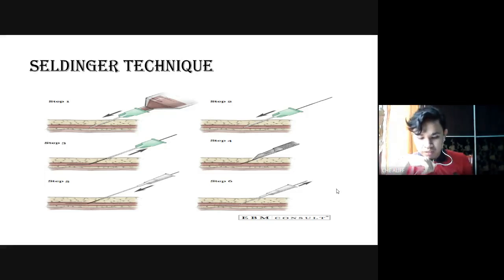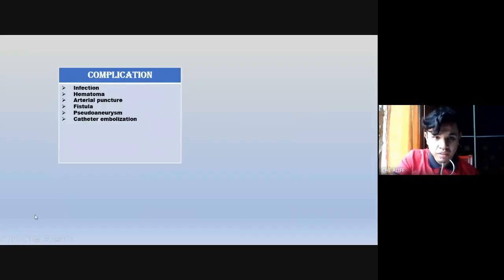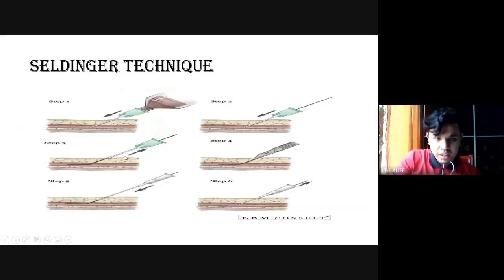After that, when the blood is freely aspirated, we can remove the syringe, and then immediately we insert the wire. We keep holding the wire, and then we slowly remove the needle, and we must ensure that the wire stays in the vein. Then we use the scalpel to make a small incision to pass the dilator.